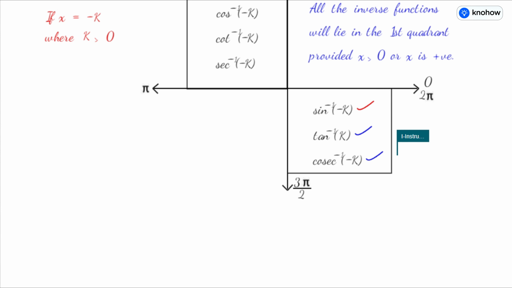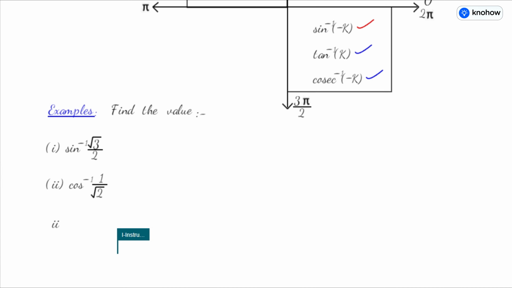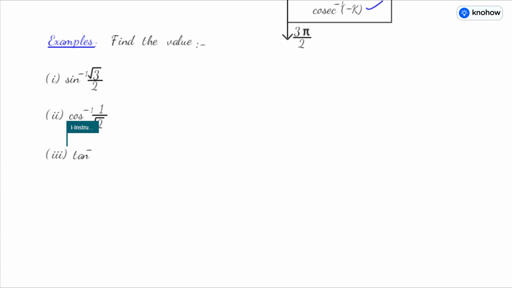Let's take an example. Find the value of the following, the principal value of course: sine inverse root 3 by 2, cos inverse 1 by root 2, tan inverse 1 by root 3. Here I have chosen all three values of x positive.